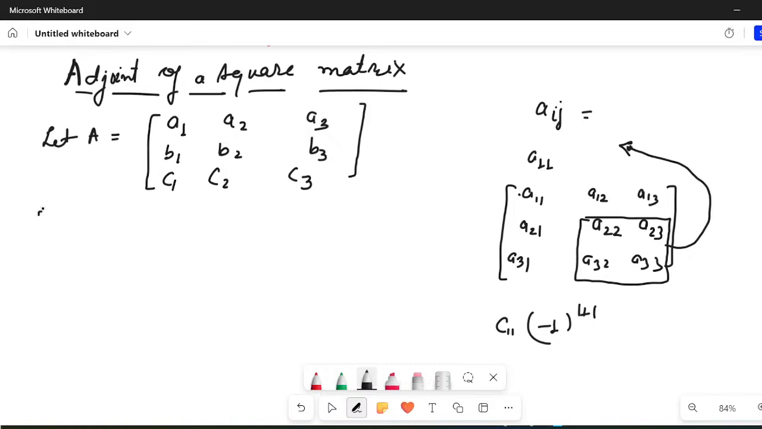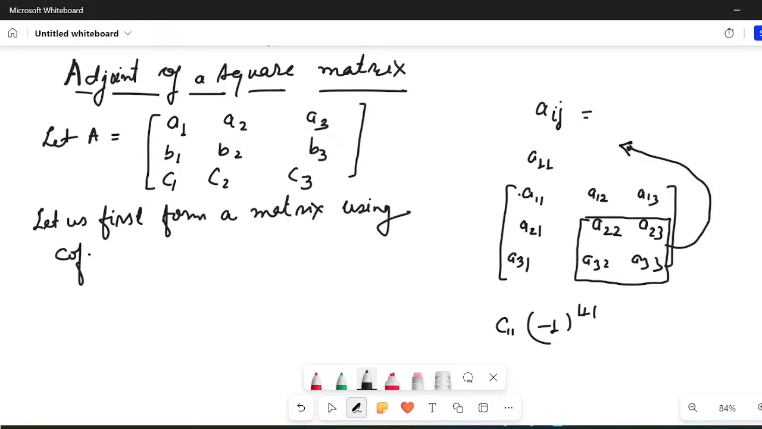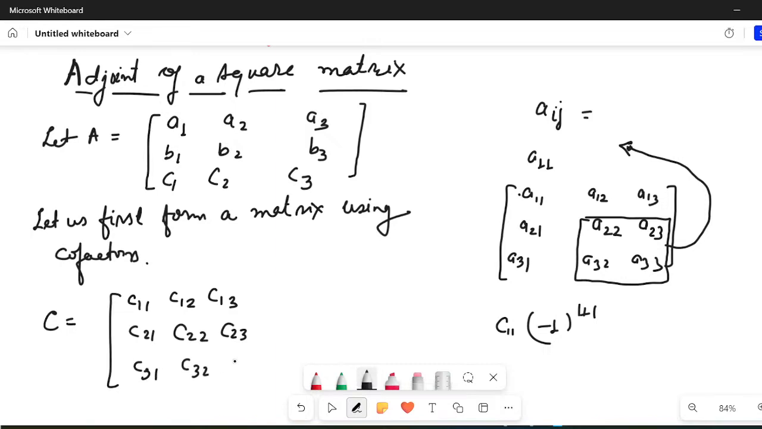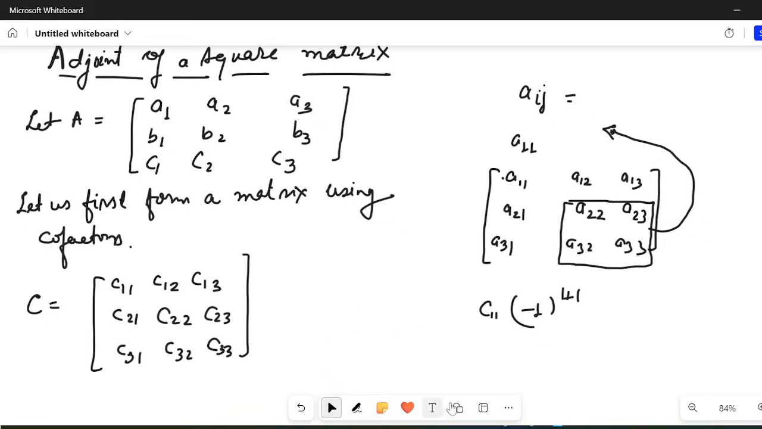So let us first form a matrix using cofactors. This will be a matrix, and here I'm writing the cofactors: C11, C12, C13. This will be C21, C22, C23. It will be C31, C32, and C33. So this is your cofactor matrix.